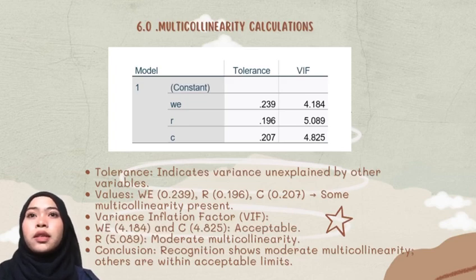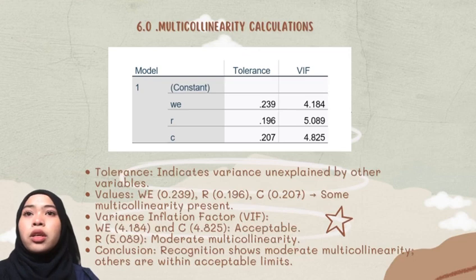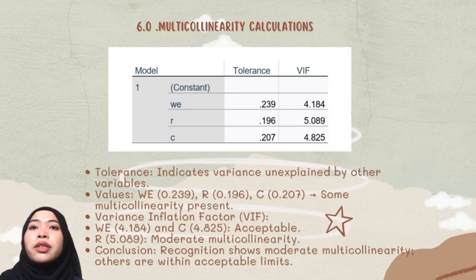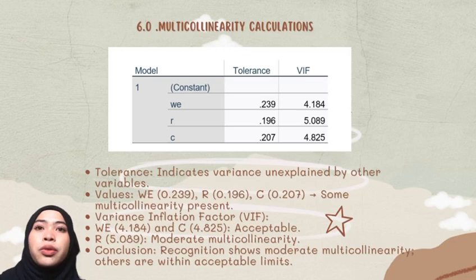So, for the tolerance, it indicates variance unexplained by other variables. For the values, WE we got 0.239, R is 0.196, C 0.207. The results for the variance inflation factor, VIF: WE we got 4.184 and C 4.825, which is acceptable. For R we got 5.089. It's moderate multicollinearity. So the conclusion is recognition shows moderate multicollinearity and the others are within acceptable limits.